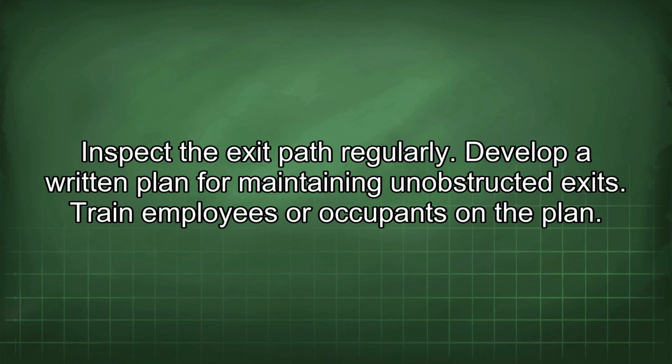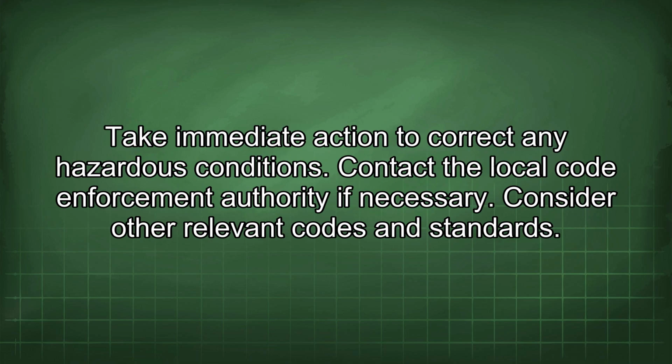Inspect the exit path regularly. Develop a written plan for maintaining unobstructed exits. Train employees or occupants on the plan. Take immediate action to correct any hazardous conditions. Contact the local code enforcement authority if necessary. Consider other relevant codes and standards.